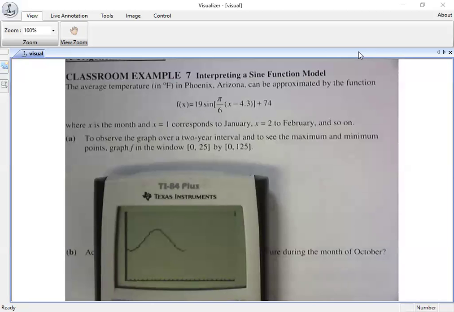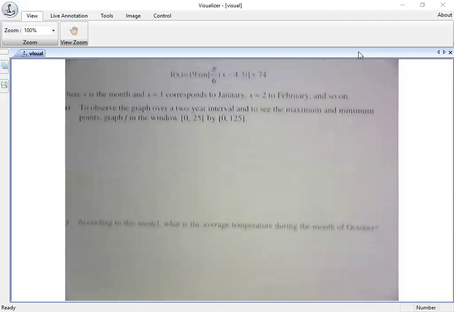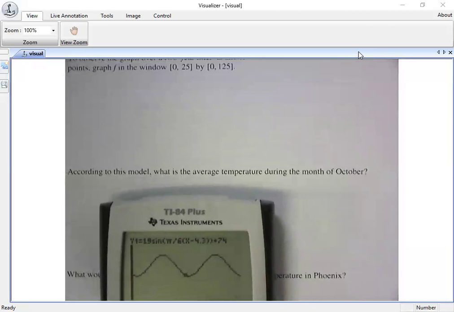I was going to say, there's a lot of change going on in Phoenix. Okay, that looks more logical, does it not? All right, so you have your average temperature showing up here, and we could pick any one. If we wanted to do trace, we could find out at any point in time what the average temperature was for that particular month. Now, according to this model, could you tell me what would be the average temperature during the month of October?